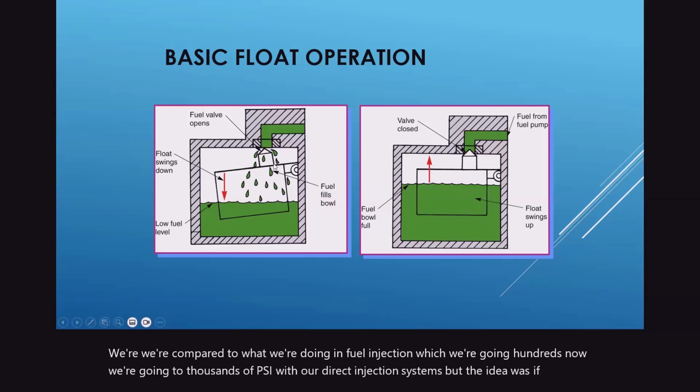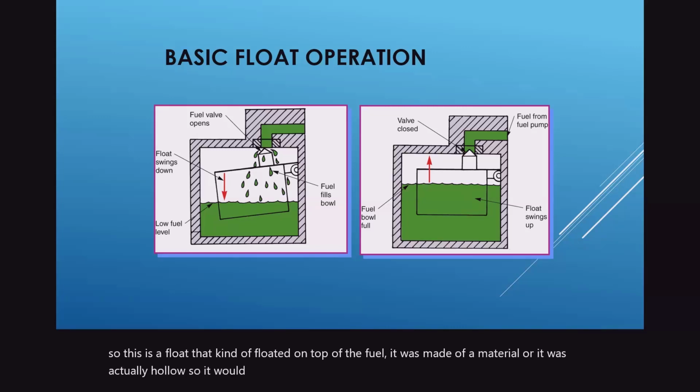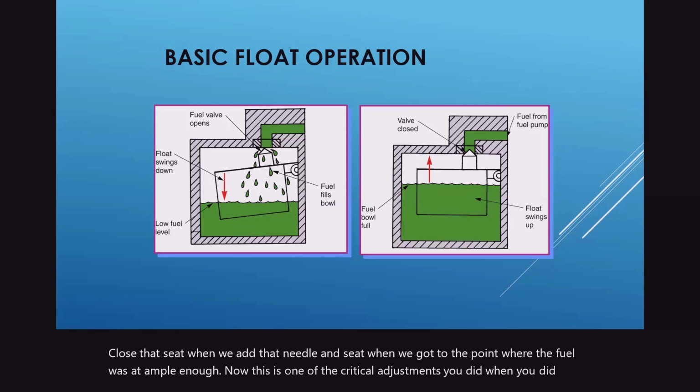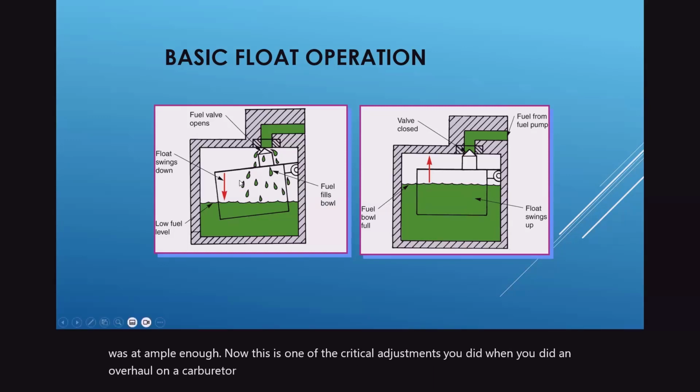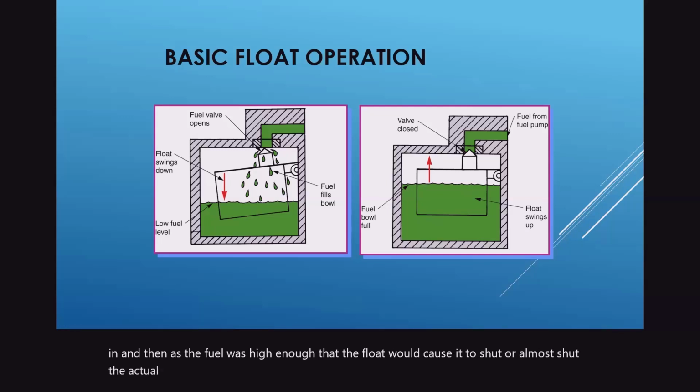But the idea was this is a float that floated on top of the fuel. It was made of a material, or it was actually hollow, so it would float on top of the fuel to close that needle and seat when the fuel was at ample level. Now, this is one of the critical adjustments you did when you did an overhaul on a carburetor. As the float would drop, we'd allow more fuel to come in, and as the fuel was high enough, the float would cause it to shut, or almost shut, the supply of fuel coming in.